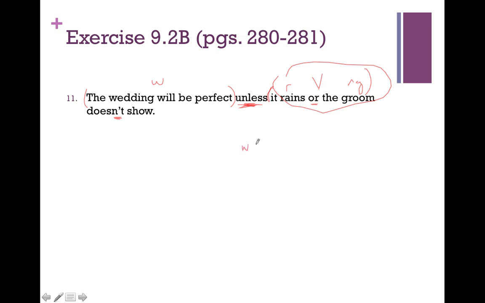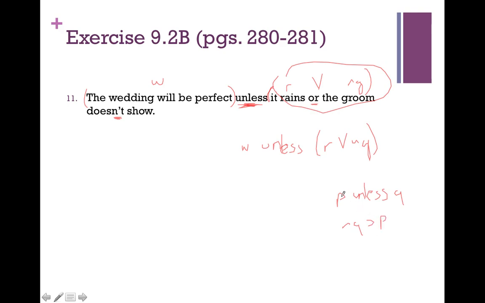So let's just write this really quickly. W unless R or not G. All right, all of this goes together. Now, hopefully you remember, whenever you see something like P unless Q, we always rewrite that to be not Q, then P.